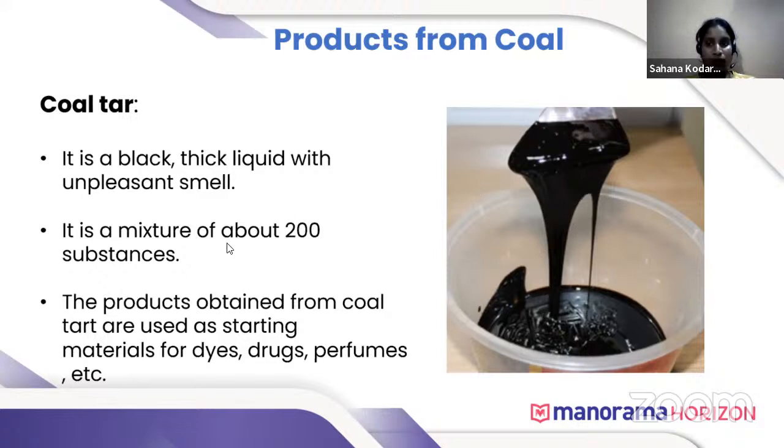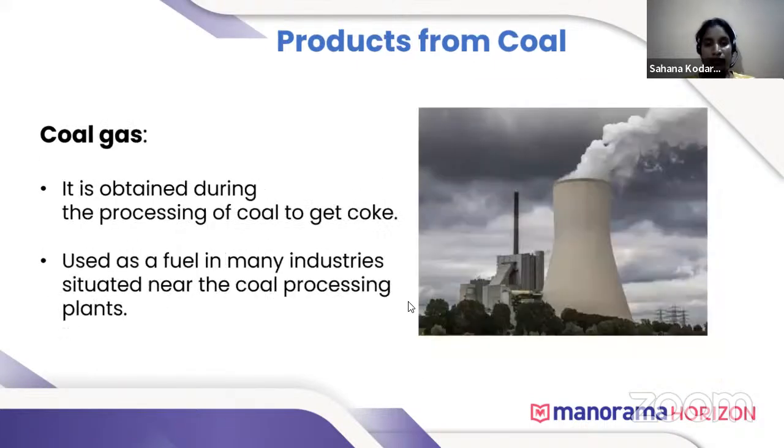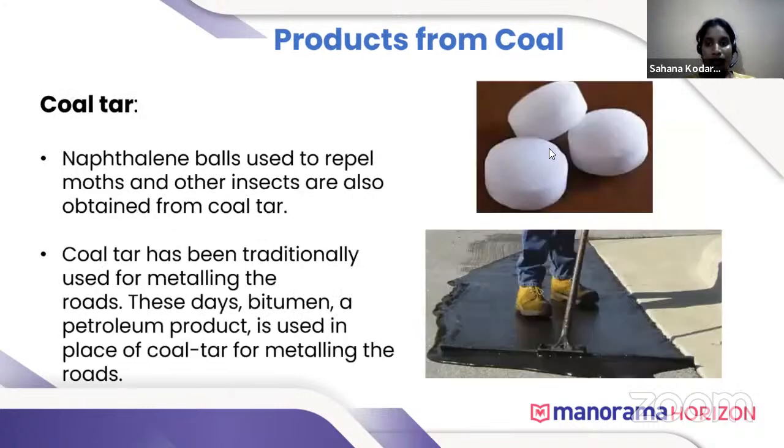Coal tar is a mixture of about 200 substances. The products which are obtained from coal tar are used for making starting materials for dyes, drugs, perfumes, etc. I think you have seen naphthalene balls, which are used to repel moths or other insects. So a naphthalene ball is also obtained from coal tar.